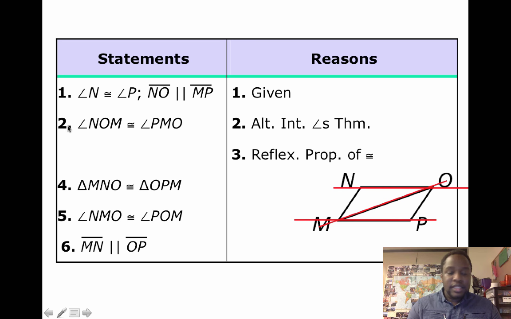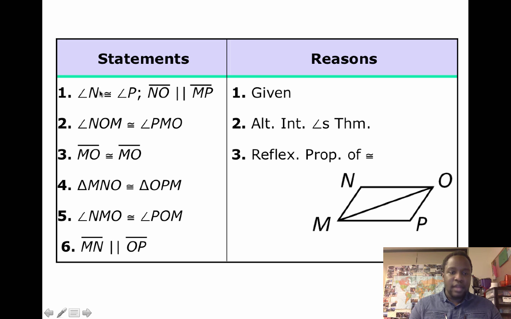So the second statement would be that angle NOM is congruent to angle PMO because of the alternate interior angles theorem. Since these lines are parallel, then these alternate interior angles are congruent. Next, we can say that MO is congruent to MO, and that's the reflexive property of congruence.